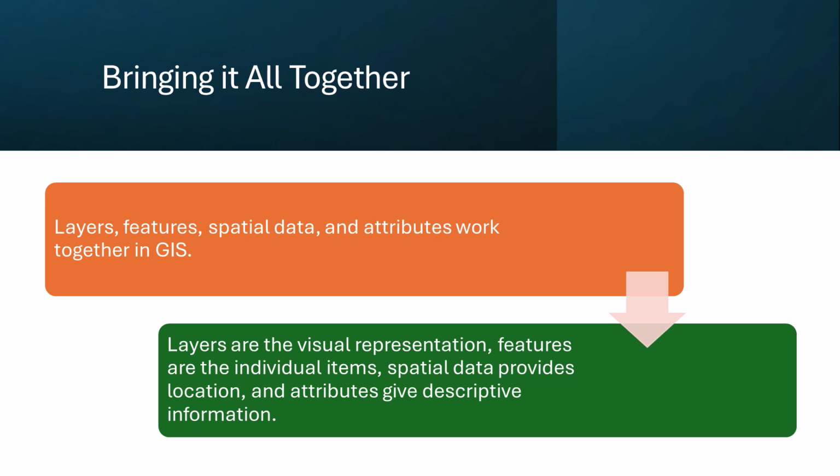In summary, all these components, layers, features, spatial data, and attributes, work together to make GIS functional and powerful. Layers provide a visual structure. Features are the individual items within these layers. Spatial data gives them location, and attributes add descriptive detail. By understanding how these elements fit together, you are well on your way to using ArcGIS Pro to its full potential.